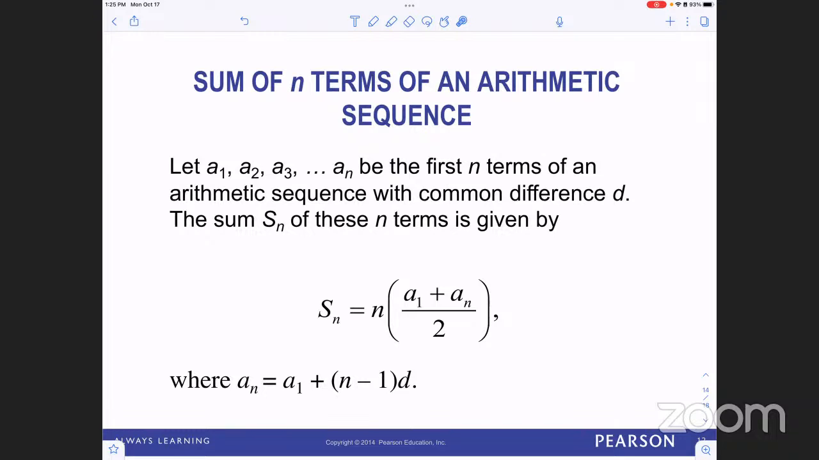So let A1 be the first term of an arithmetic sequence with common difference D. Then the sum of the first n terms is given by this guy here, which is what we just got: n times A1 plus AN over 2, right? So we saw where those different components came from, where the nth term is going to be A1 plus n minus 1 times D. I just had to change the form. So, we just wanted to give a little bit of context on where this came from.